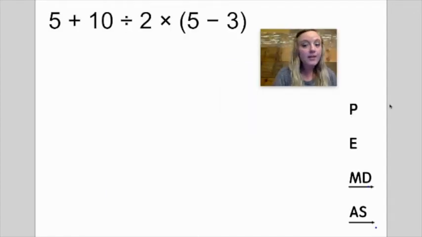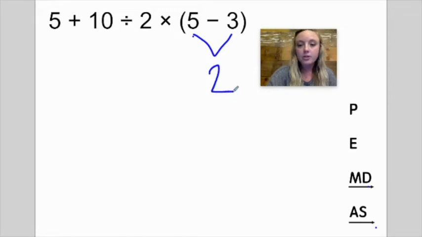Let's look at a problem that's just a little bit longer. I think it's a great idea to have your order of operations written off to the side so you can look in order to remind yourself what to do first and next and so on. I see that P is my first step, parentheses, or any grouping symbols. Here I do have parentheses in my expression, so I'm going to go ahead and solve first. 5 minus 3, which gives me 2.